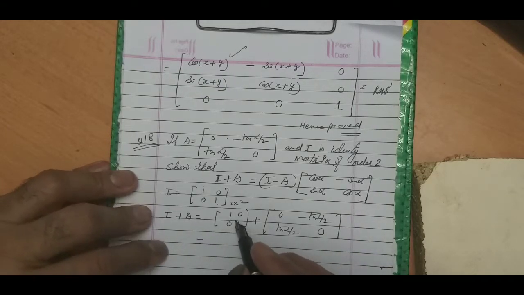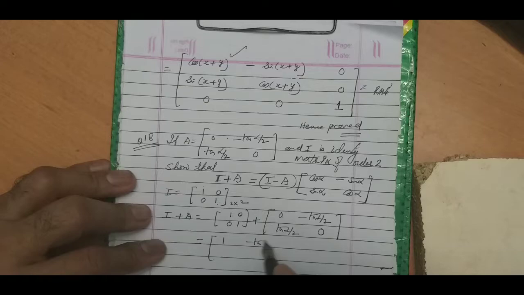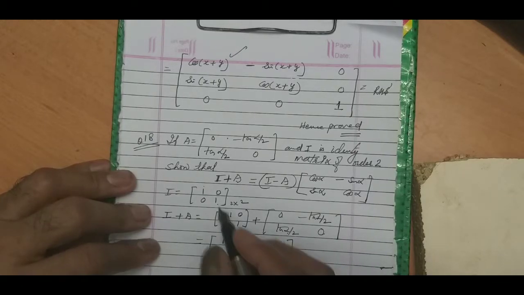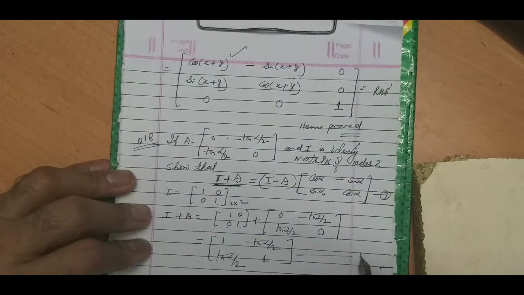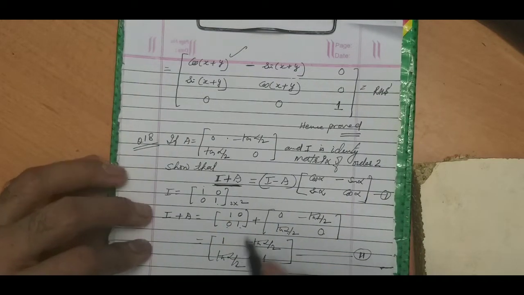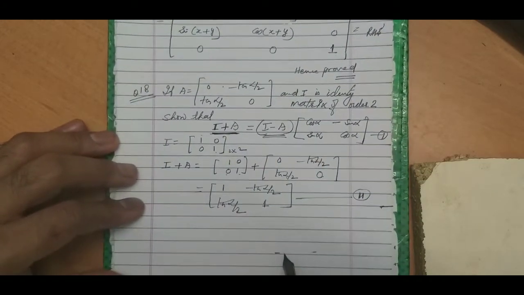So we are adding 1 plus 0, 1, 0 plus this one minus tan alpha by 2, 0 plus tan alpha by 2, tan alpha by 2, and 1 plus 0, 1. This is the left hand side of, you can say, equation number 2. Now we are going to find out first I minus A.